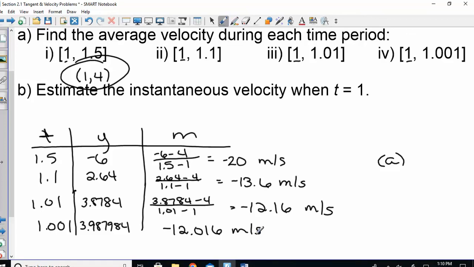So now the instantaneous. Can you guess what the velocity is at the point when t equals 1? What's your best guess? Negative 12. These t values are getting closer to 1, so as they get closer to 1, my slope is getting closer to negative 12. So I'd guess that to be negative 12 meters per second.